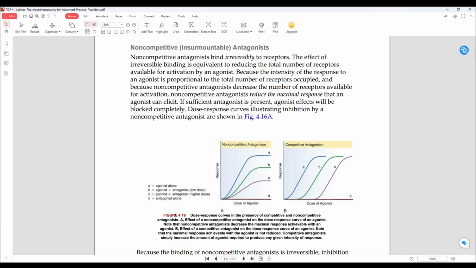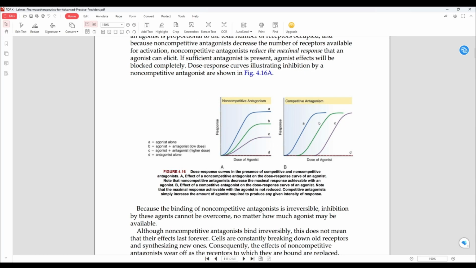Because the intensity of the response to an agonist is proportional to the total number of receptors occupied, and because non-competitive antagonists decrease the number of receptors available for activation, non-competitive antagonists reduce the maximal response that an agonist can elicit. If sufficient antagonist is present, agonist effects will be blocked completely. Dose response curves illustrating inhibition by a non-competitive antagonist are shown in the following figure. So here you're taking a look at the dose response curves in the presence of a competitive and a non-competitive antagonist.